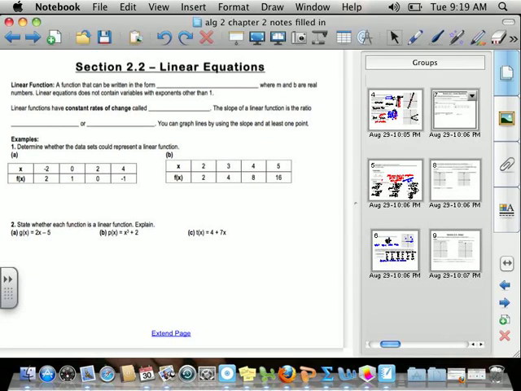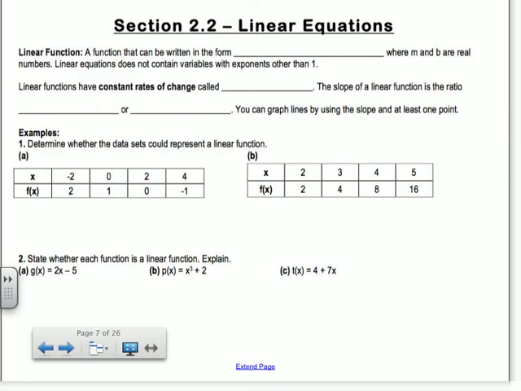Right, section 2.2 is on linear equations. Every year I try to speed through this in Algebra 2, and it seems that everybody always forgets how to graph a line from Algebra 1. I know it's been a long time since you had Algebra, and you had all of geometry last year. So really the big thing is knowing that you need the equation y equals mx plus b.